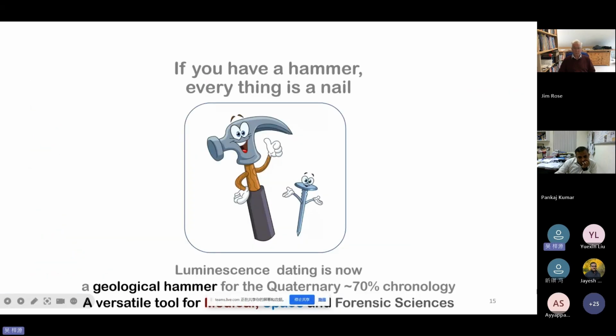So essentially, if you have a hammer, everything is a nail. So if you have TL, everything in geology is tractable. And I believe I can easily say that it's a geological hammer for the Quaternary, because 70% of the work on Quaternary chronology comes from OSL and TL now.